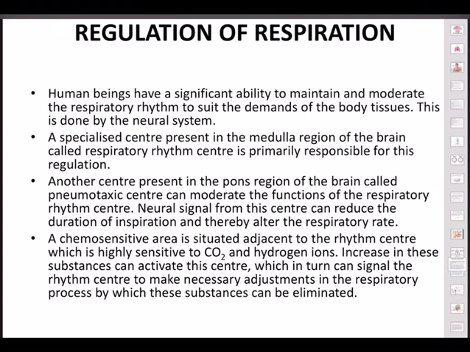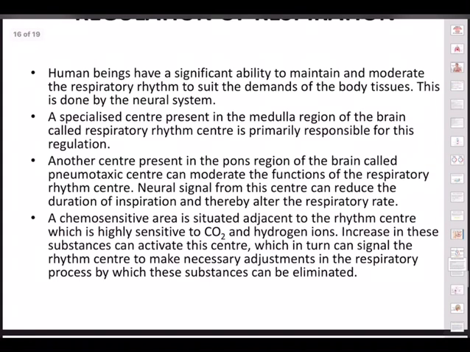Another center present in the pons region of the brain is called the Pneumotaxic Center, which can moderate the functions of the respiratory rhythm center. Neural signal from this center can reduce the duration of inspiration and thereby alter the rate of respiration.